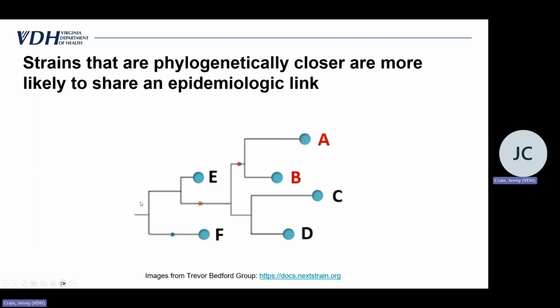Okay, so strains that are phylogenetically closer are more likely to share an epidemiologic link. This is really the premise behind phylogenetic tree building, and how we can then use the phylogenetic tree in conjunction with our epidemiologic interview data to confirm or refute certain hypotheses about genetic relatedness.